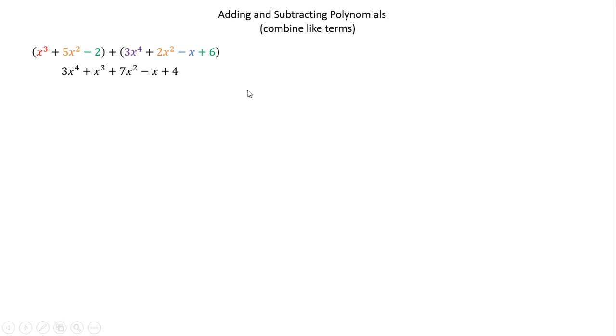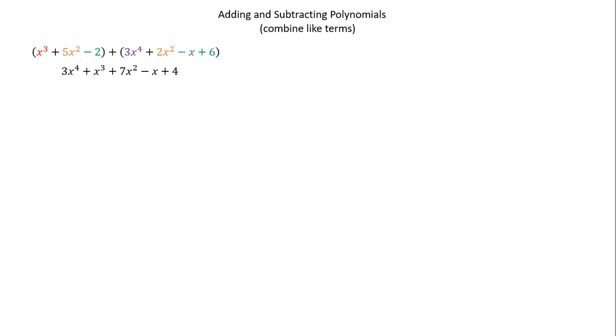Notice what we did not do is we did not change any exponents. That's the biggest mistake people make. They say, oh, 2x plus 4x is 6x, but x cubed plus x to the 4th is x to the 7th. It is not. X cubed plus x to the 4th is x cubed plus x to the 4th. You can't add them together.